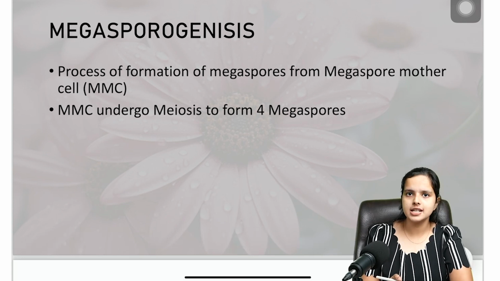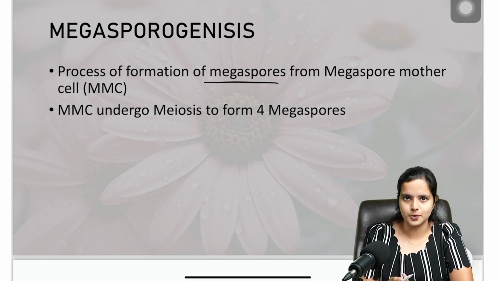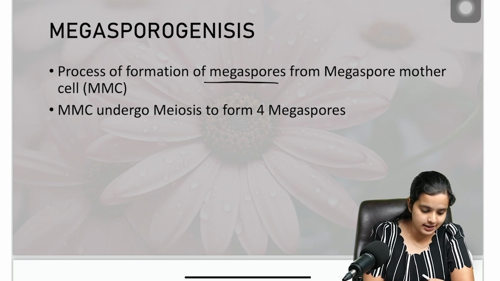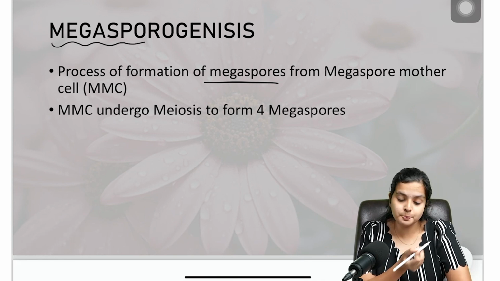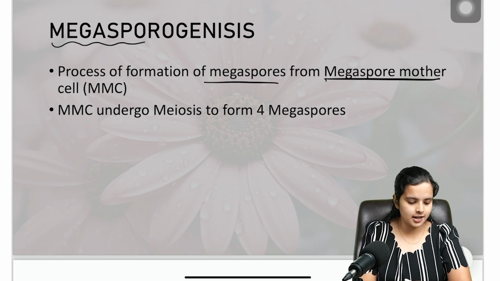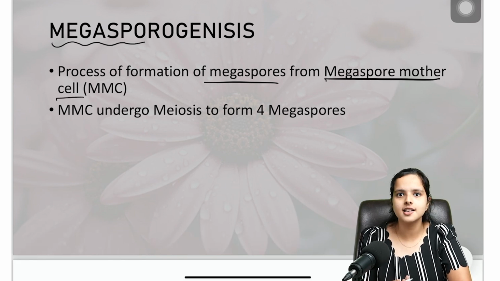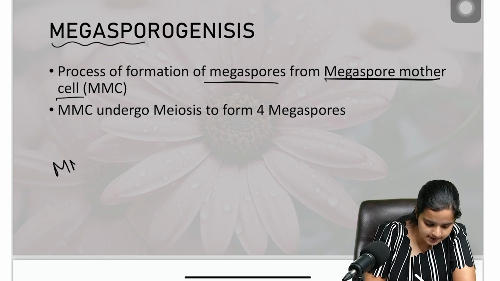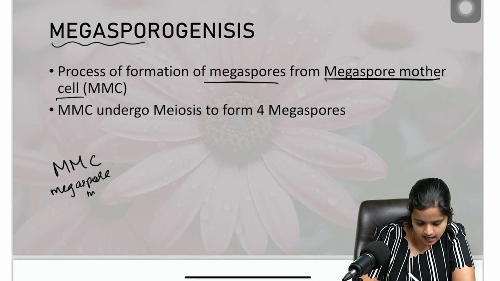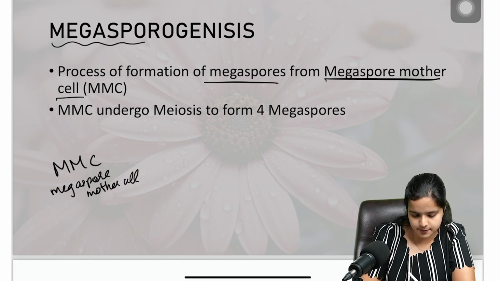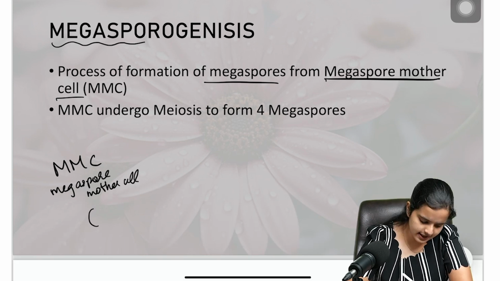Simply, megasporogenesis is something similar to that. Megasporogenesis is the process of formation of megaspores. So the name itself defines the whole process. It's a process of formation of megaspores from the megaspore mother cell. Over there it was the PMC, or the pollen mother cell, but over here it is the megaspore mother cell, the MMC, which is diploid. The megaspore mother cell is obviously a mother cell which hasn't undergone meiosis right now, so it's diploid.